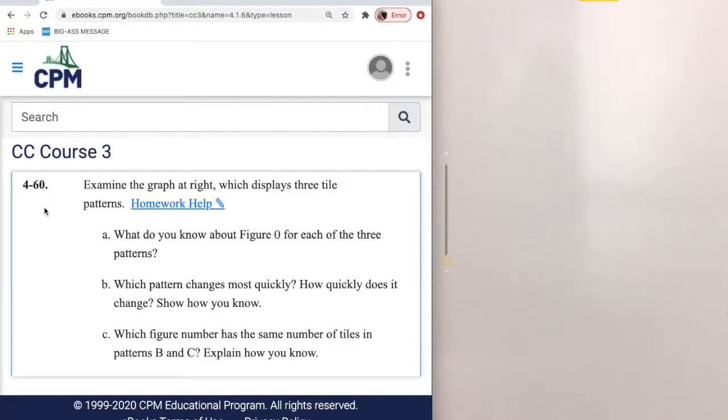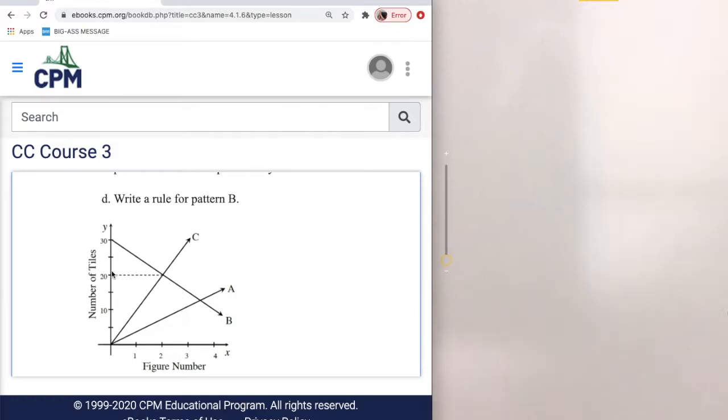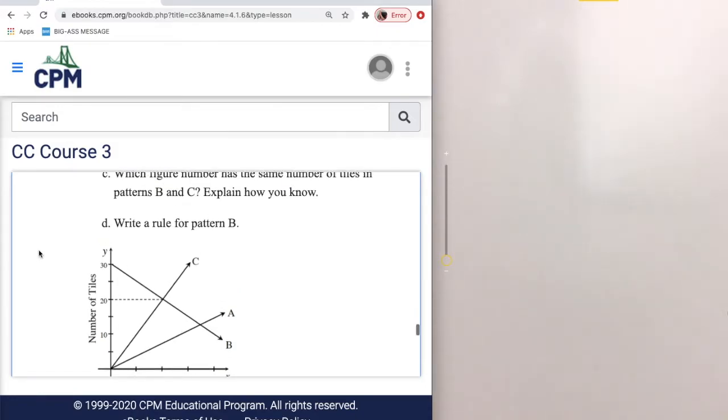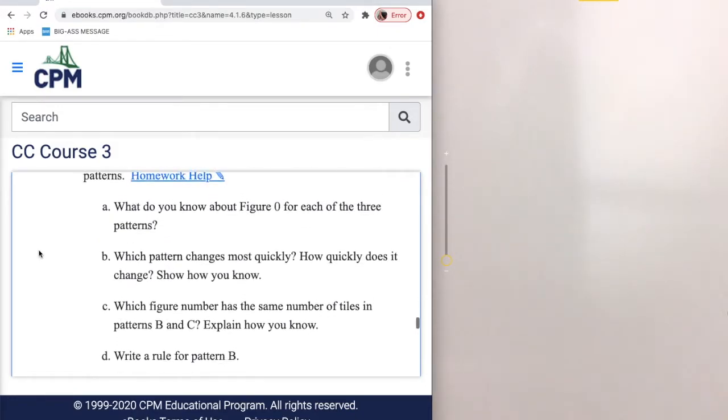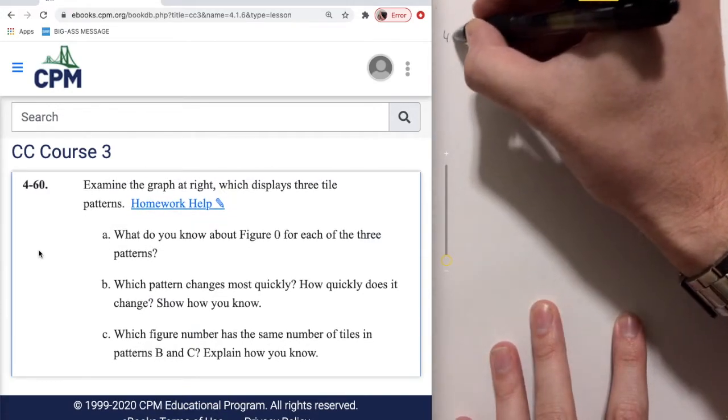Problem 4-60. In this one, we're given a graph down here of 3 different lines, each one being a pattern, and we have a few questions to answer. So let's start with part A. So it'll be 4-60A.